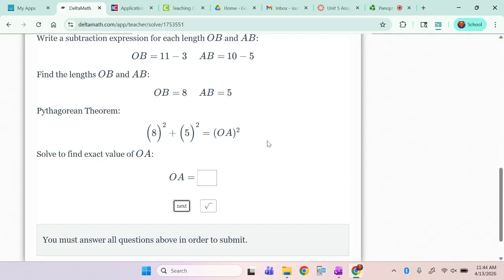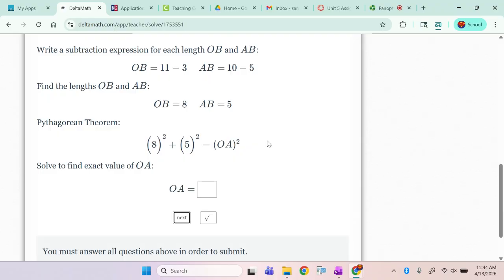All right. Now let's find the exact value of OA. Let's work together and solve this. What's 8 squared? 64. What's 5 squared? 25. Still equal to OA squared. What's 64 plus 25? 89. Equals OA squared. How do I get OA by itself? Square root both sides. So the square root of 89 is equal to OA.